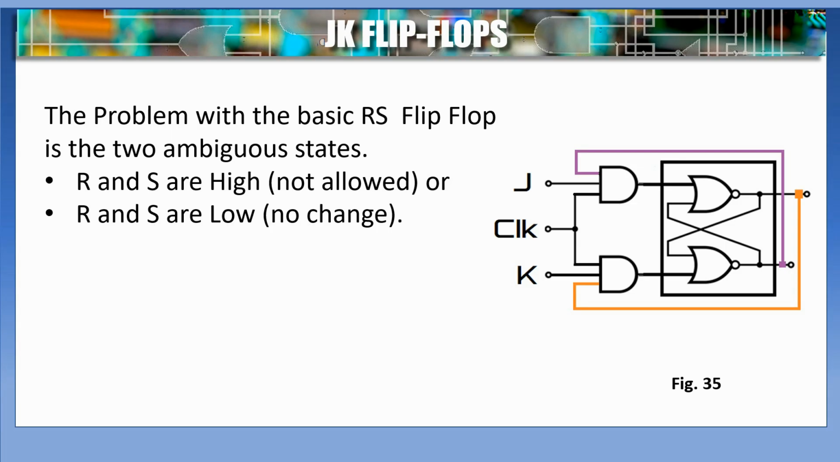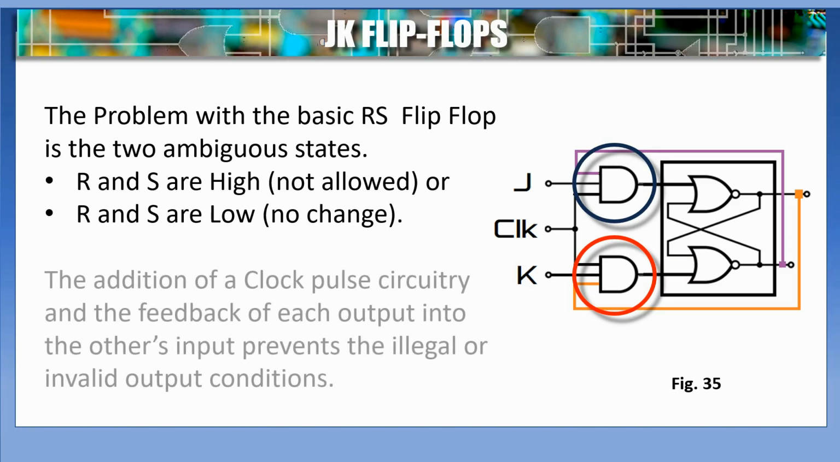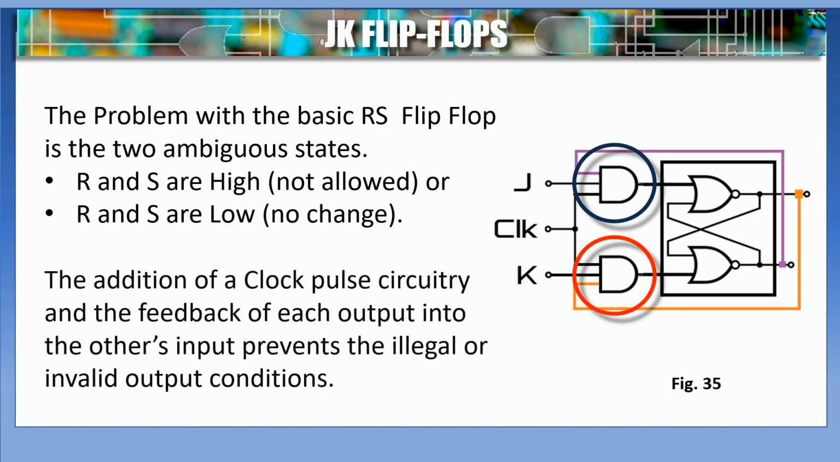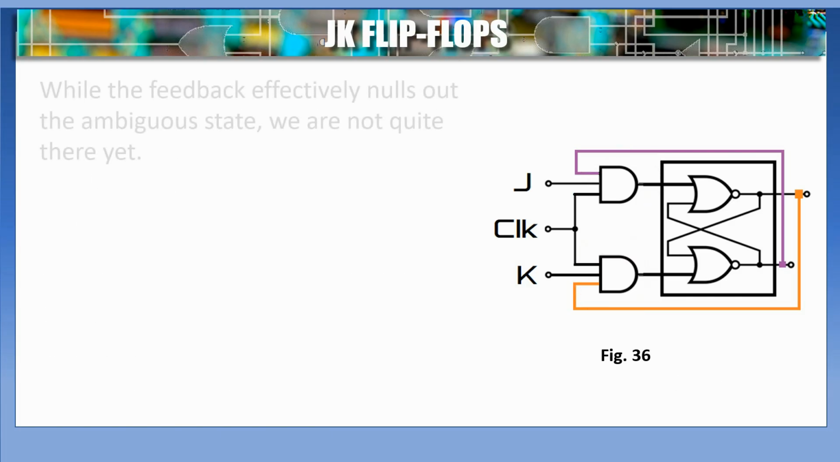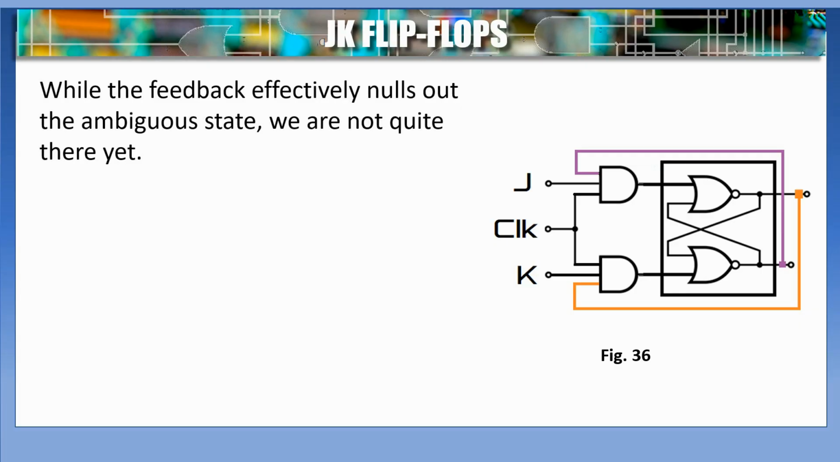To fix this, we're going to turn to a little friend we have called the AND gate, but we will use a 3-input AND gate. That and the addition of a clock pulse circuitry and the feedback of each output to the other's input prevents the illegal or invalid output conditions. While the feedback effectively nulls out the ambiguous state, we're not quite there yet.